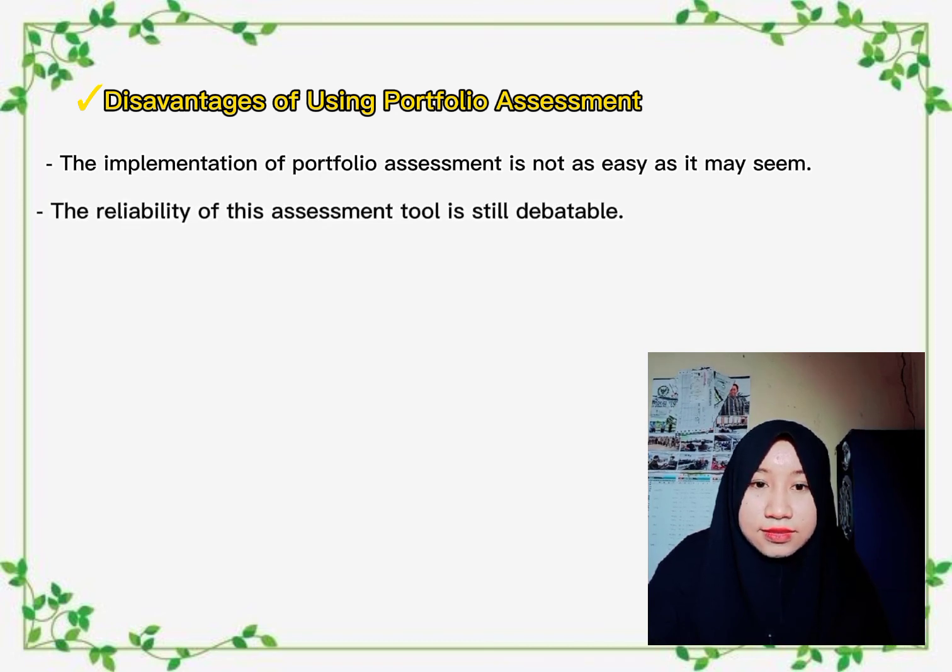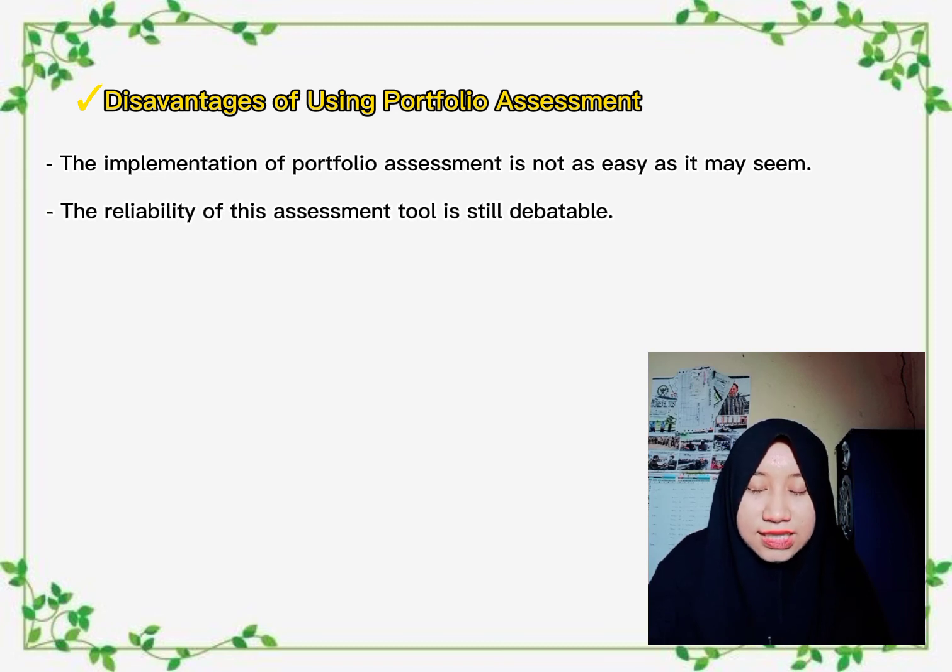The second is that the reliability of this assessment tool is still debatable. Without a quantitative measure, it is difficult for teachers to score student work consistently because student work is not graded based on right or wrong answers, and there is an increase of subjectivity.